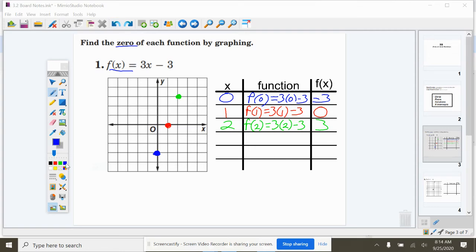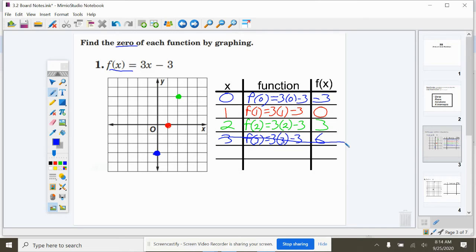Okay, let's pick another point. How about 3? Now we're going to do f of 3 equals 3 times 3 minus 3. 3 times 3 is 9. 9 minus 3 makes 6. 6 doesn't fit on my graph. If I go over 3 spots and go up 6 spots, that's up here somewhere, and that does line up, but since I don't have graph, I am just kind of guessing, so I don't want to do that. So this is not a usable point.